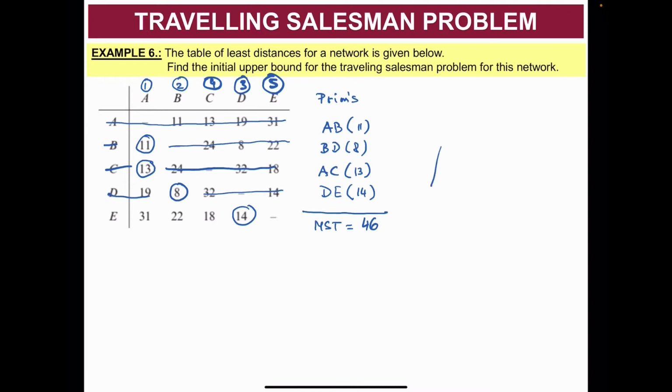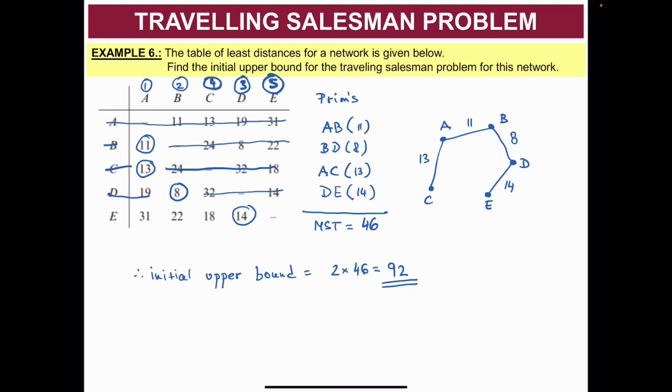So when you look at it, this would be C, A, B, D, and E. So I have 13, 11, 8, and 14. Okay, so the initial upper bound, because that's the task that they asked me to solve, is 2 times the minimum spanning tree weight, so 2 times 46, what would be 92?